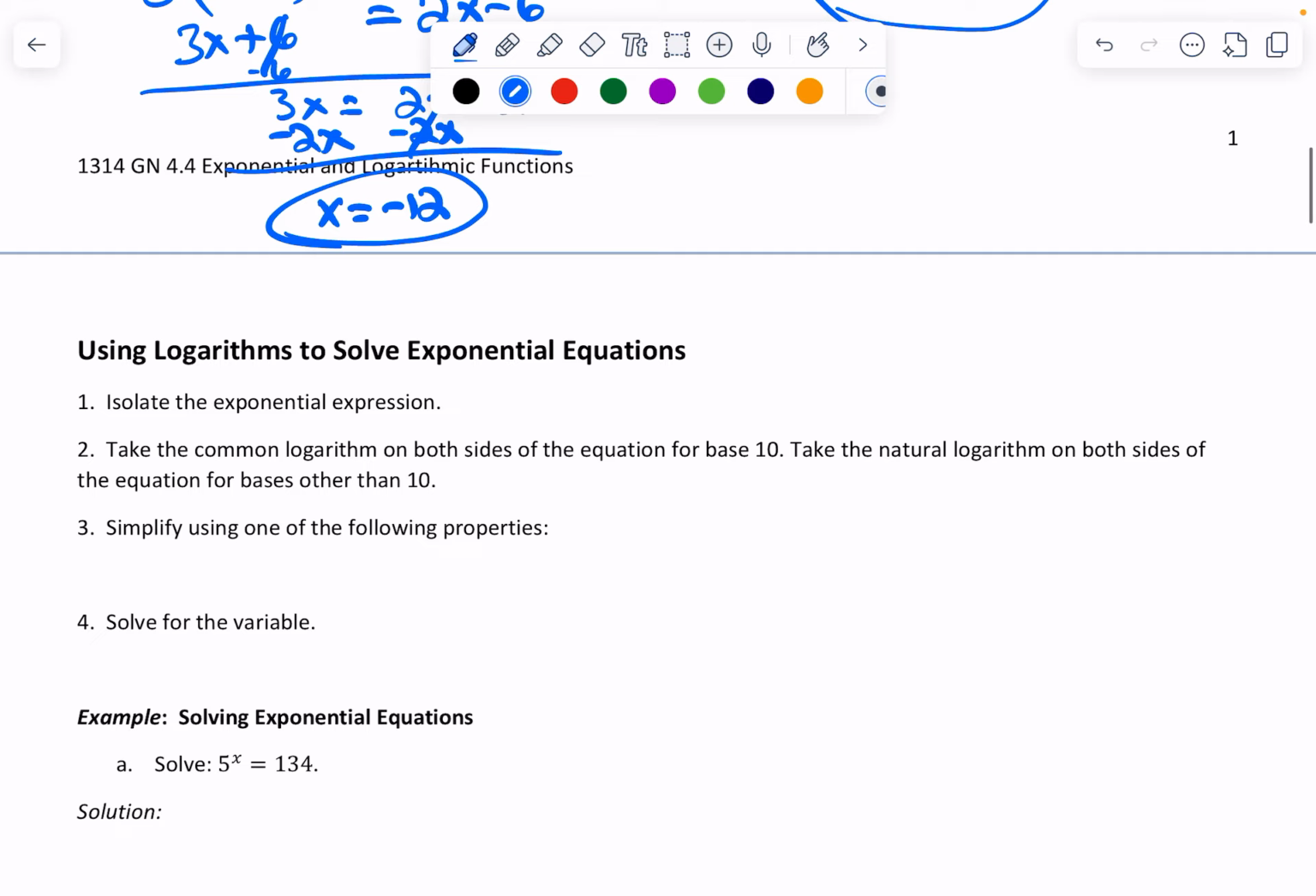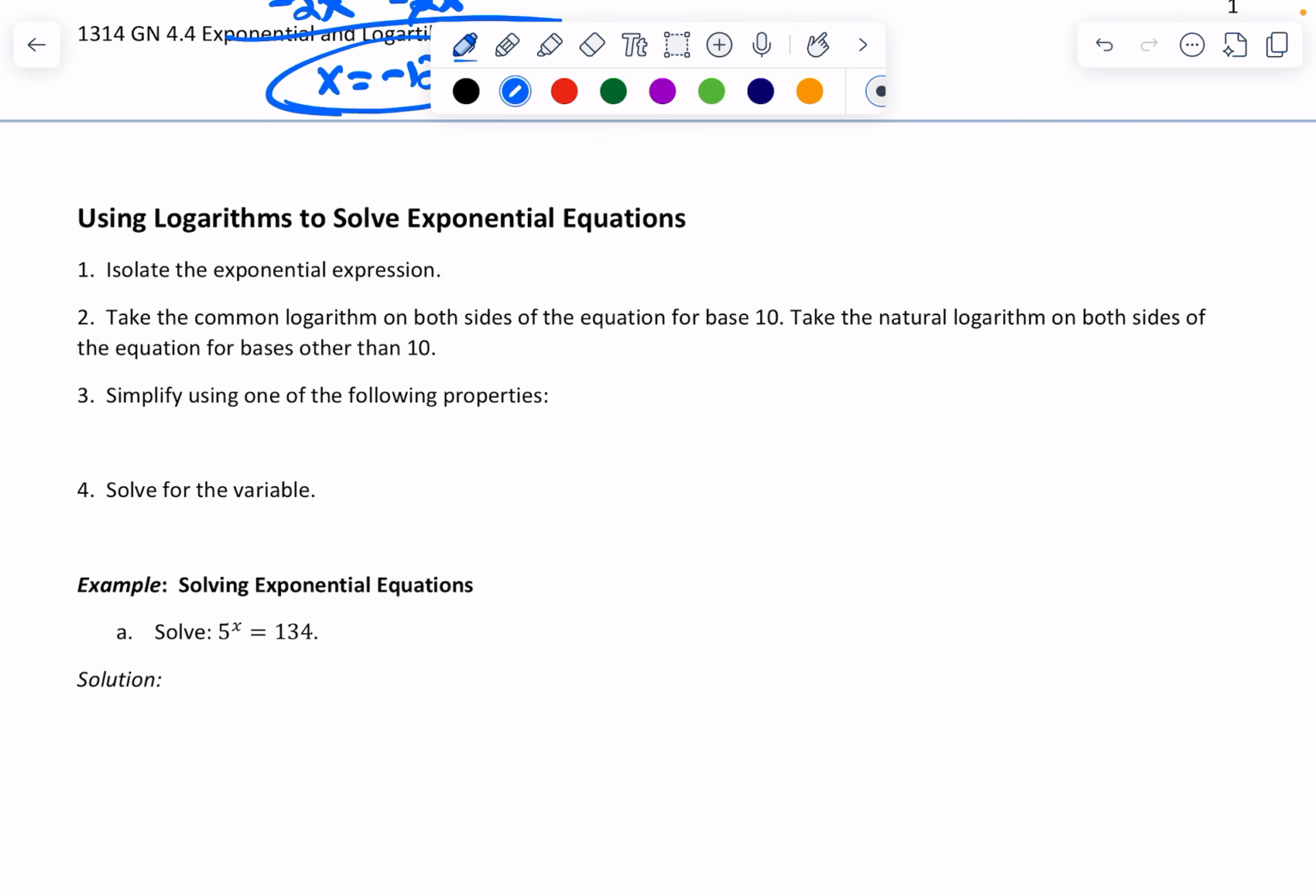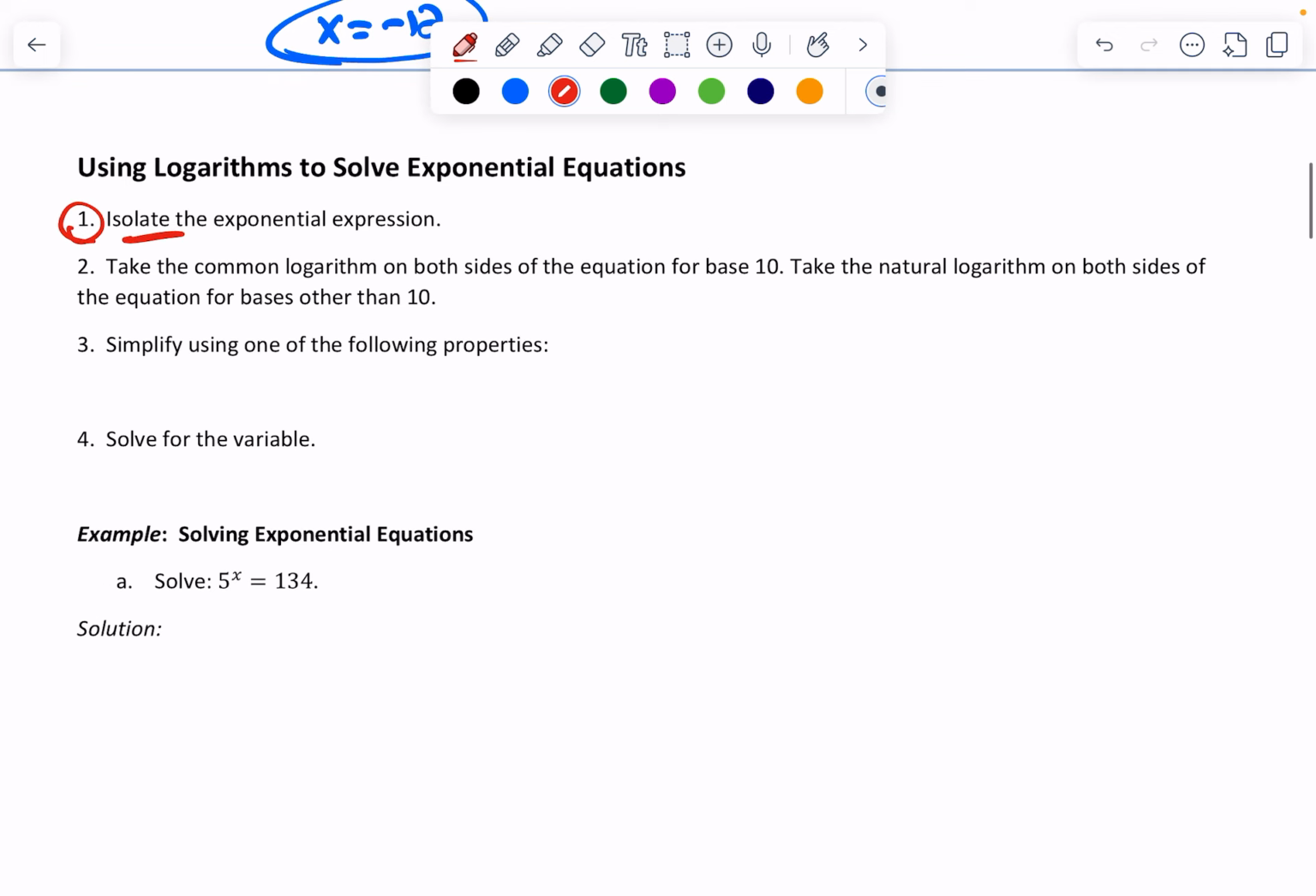Okay, next we're going to use logs to solve exponential equations. First, we're going to isolate the exponential expression. Second, we're going to take the common log on both sides of the equation for base 10. Take the natural log on both sides of the equation for bases other than 10. And then we're going to simplify using one of the following properties.